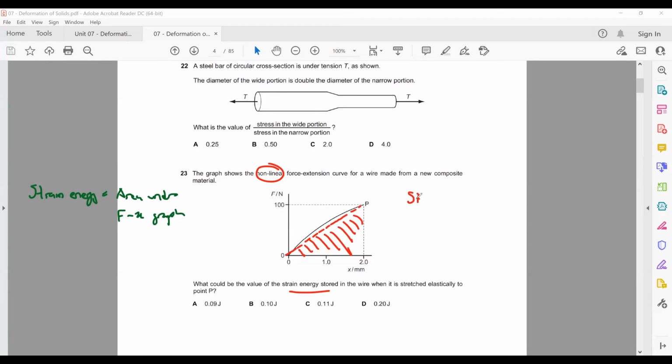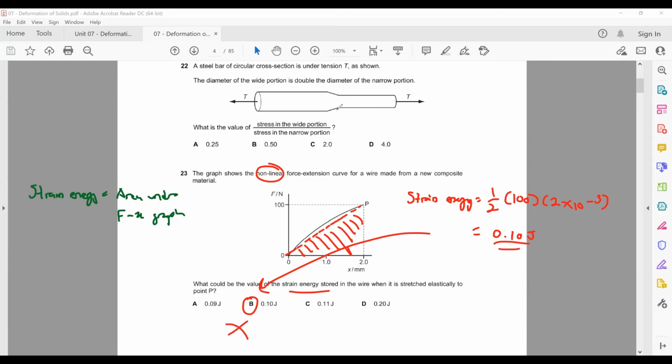So this one here, strain energy is going to be the area of the triangle. It will be half times 100 times 2 millimeter, changed to meter. You're going to get 0.10 joules. Now when you do up to here, isn't the answer here already? Then you may be tempted to just write this as your answer. This is wrong, okay?